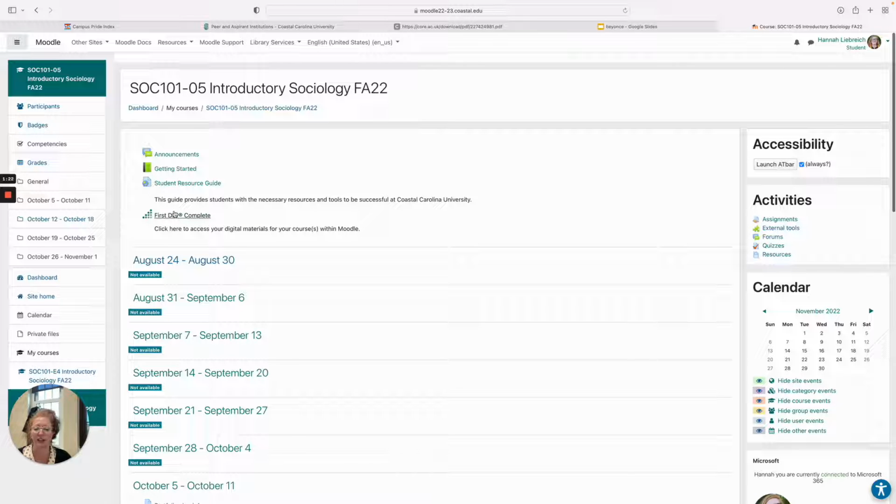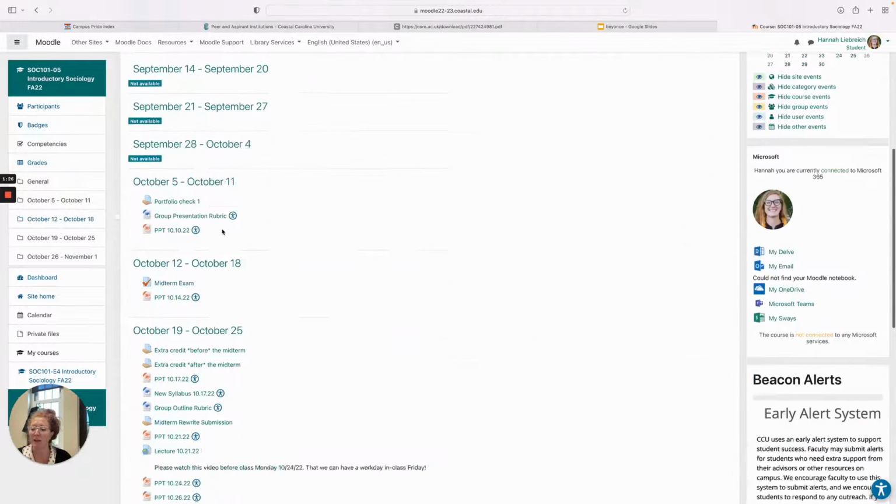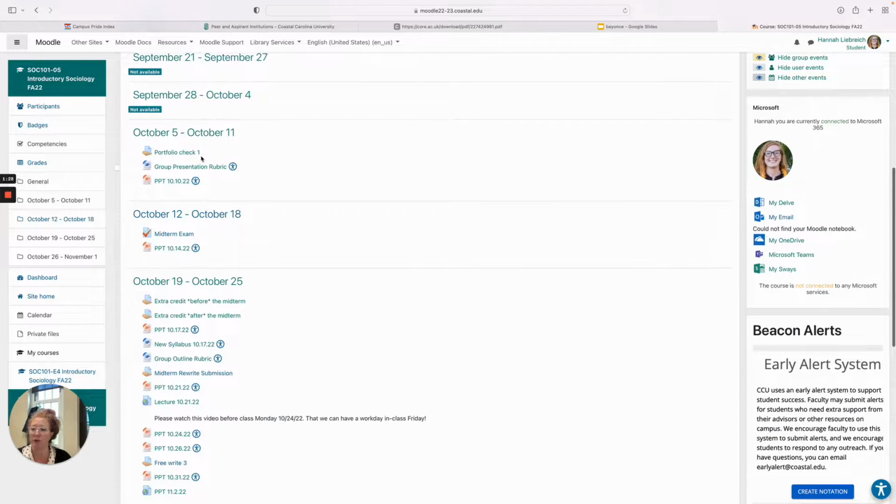First Day Complete is how you're going to access your books for this class, right? But after that, you can go all the way down to your portfolio check. You'll be continuing to use this portal when you submit your final portfolio check at the end of the semester. So that's why that is still there. I haven't finished grades for your group presentations, mostly because I'm waiting for evals from everyone. So if you want to just refresh your memory on how you're being graded for that assignment, you can access that.